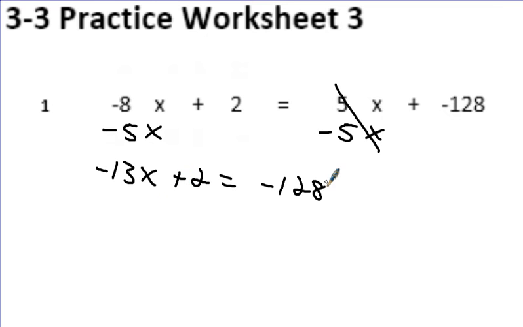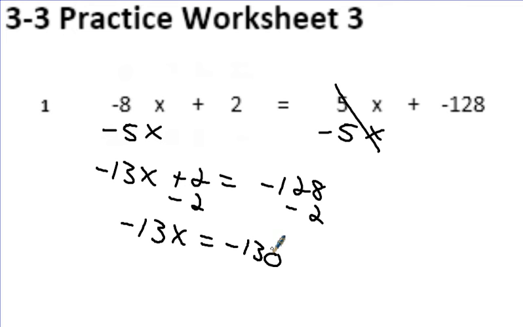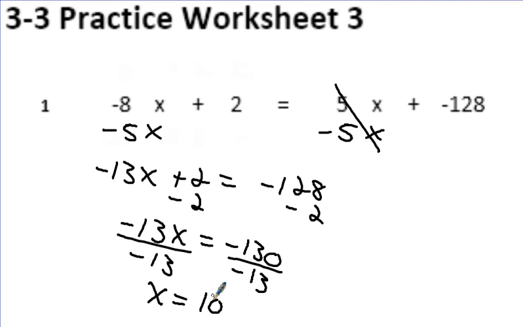Now, what do we do? Well, there's two steps, so we follow the SADMEP. SA, there's addition, so we use subtraction. Minus 2, minus 2. That's going to make negative 13x equals negative 130. At this point, we're going to be dividing by negative 13. We're going to find that x equals 10.